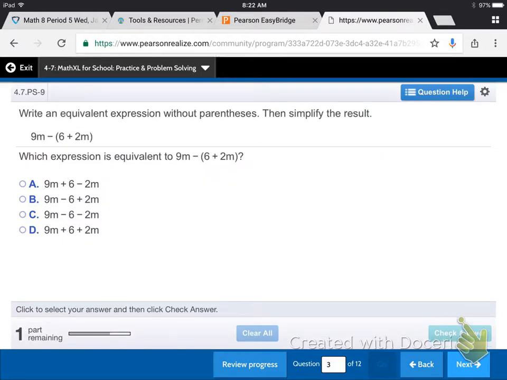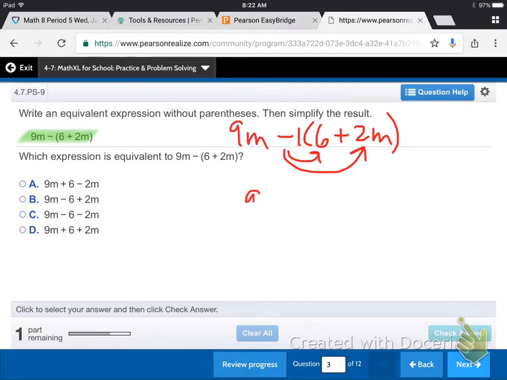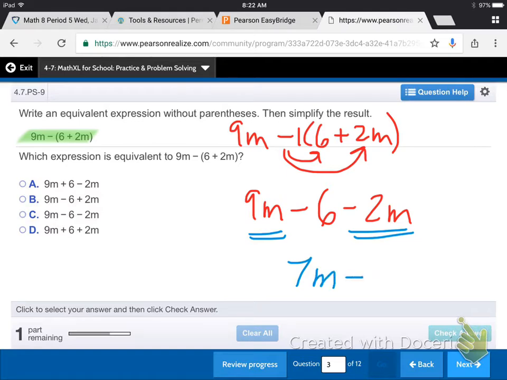Moving on, another very similar problem. Let's tackle this one. We're going to take that -1 times 6 plus 2m. We're going to multiply the -1 times 6 and the -1 times 2m. And out in front of that is 9m, which we don't have to do anything with. So bring it down, 9m. Then we're going to multiply the -1 times 6, which is -6, and -1 times 2m is -2m. And now let's look for the like terms. I bet you can see them. It's 9m and -2m. They both have the same variable, which leaves 7m. And then the -6 does not have a like term. Boom, just like that.